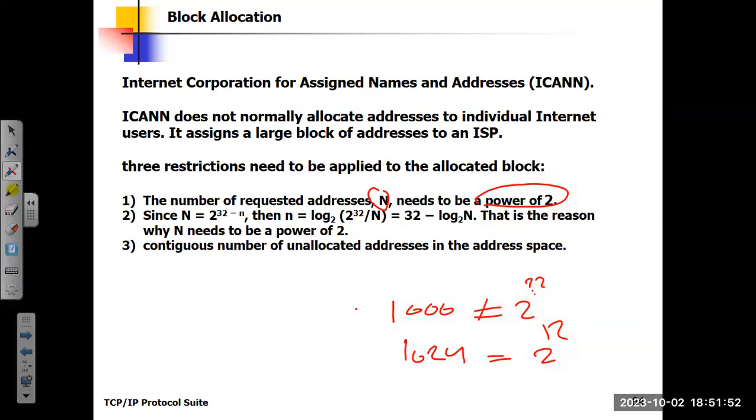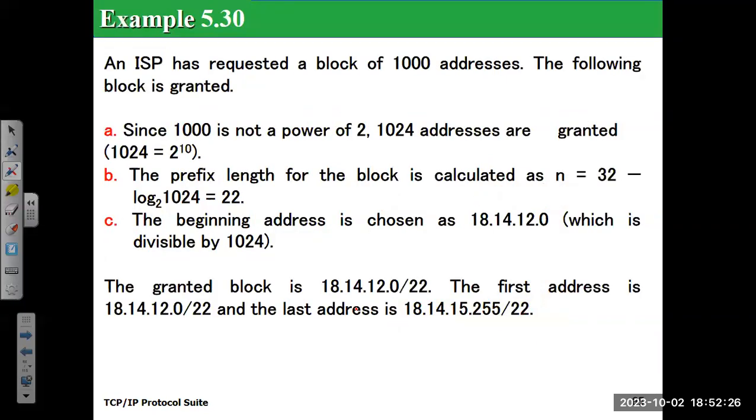Now the third condition: if I'm assigning a company 1,000 IP addresses, it has to be continuous. For example, you start from 10.10.10.10, then the next IP address is going to be 10.10.10.11, then 12, then 13, then 14. I cannot give a company 10.11, then give them 10.15, skipping some. No, it has to be continuous IP addresses. So that's the condition when they assign IP addresses to companies.